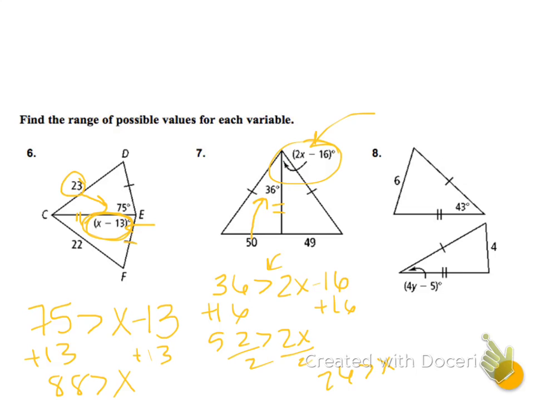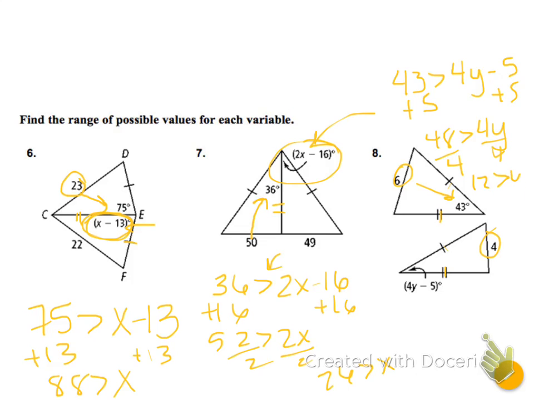Okay, so now we have two sides being the same again on two triangles. So that means the angle that sits across from the larger side is also the bigger angle again. So 6 is bigger than 4, so that means the 43 degrees should be greater than the other one that sits across from the 4. So 4y minus 5. Let's figure out our range that we could use for y. So 48 is greater than 4y, divided by 4. So y can be anything less than 12 and represent a smaller angle than that 43 degrees.